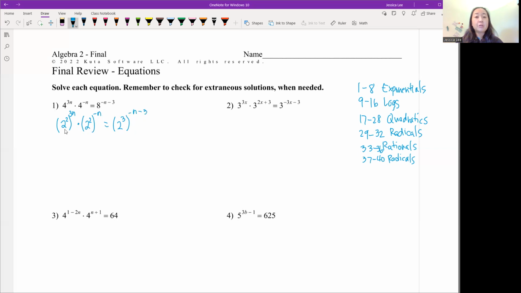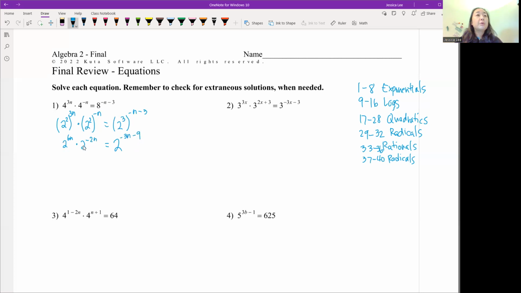Now that we have that, we're going to use the exponent properties. Power to a power means that we multiply the exponents. So this is going to be 2 to the 6n times 2 to the -2n equals 2 to the 3 times -n, which is -3n, and then 3 times -3 is -9.